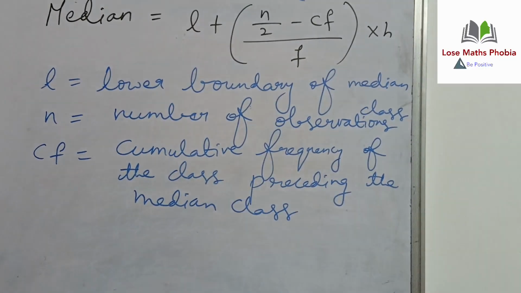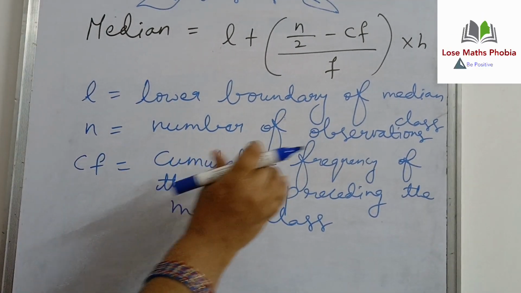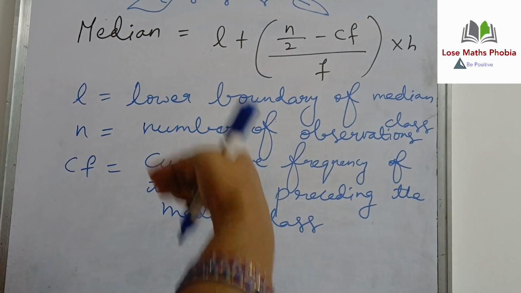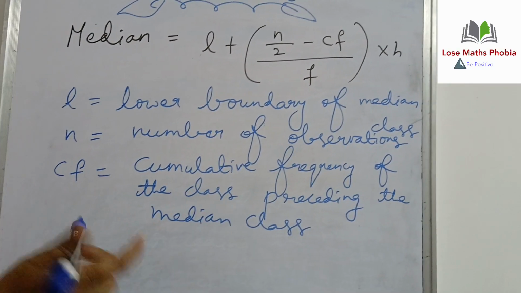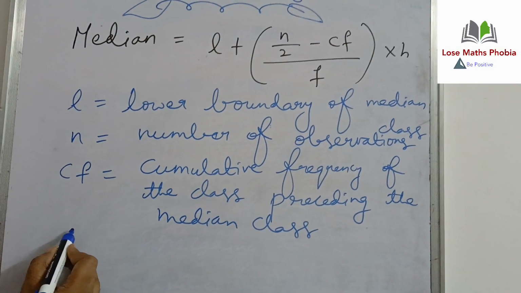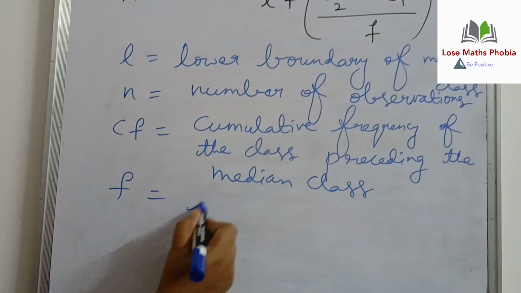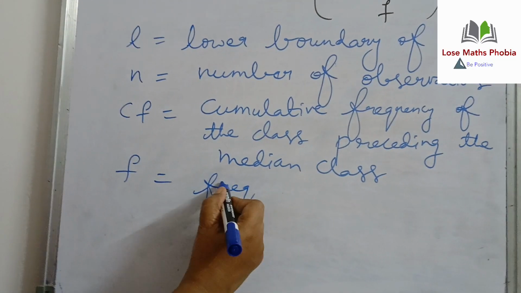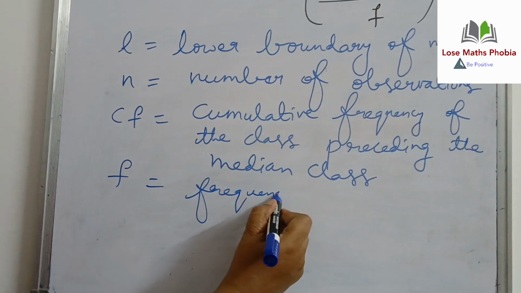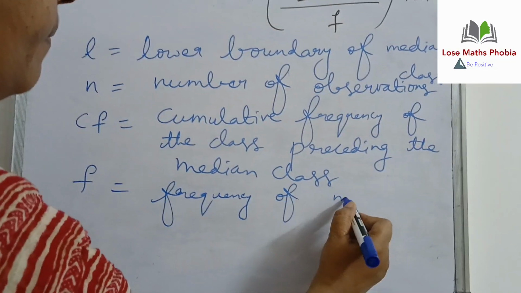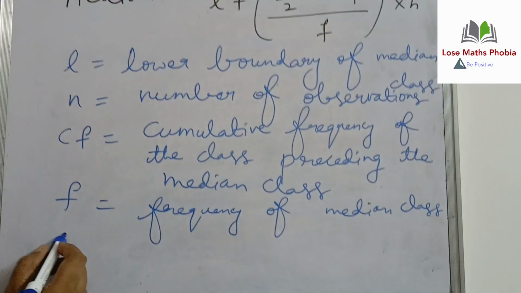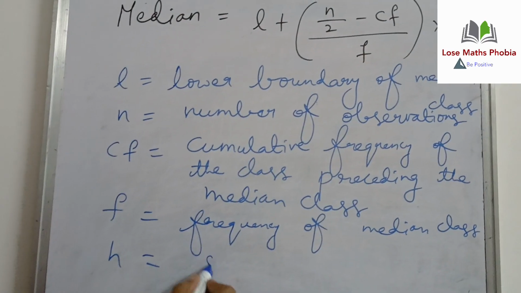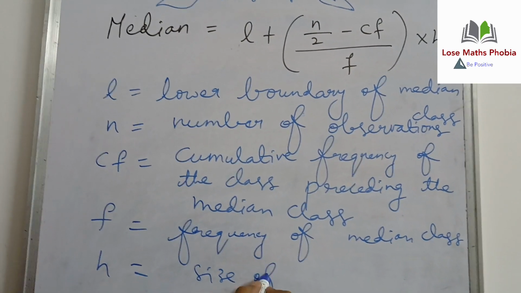Here also we get a word, preceding. It is the cumulative frequency of the class preceding the median class. It just means the class before the median class; we take that cumulative frequency column value, whatever it is. And what is f? Frequency of the median class. And what is h? Same as usual, the size of the class.